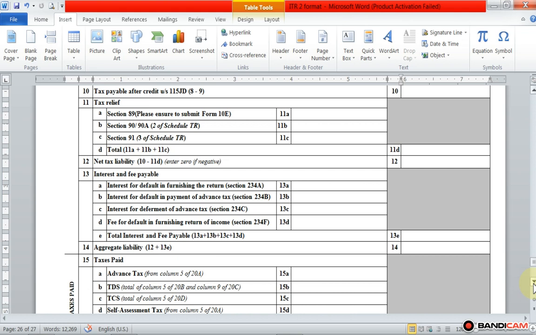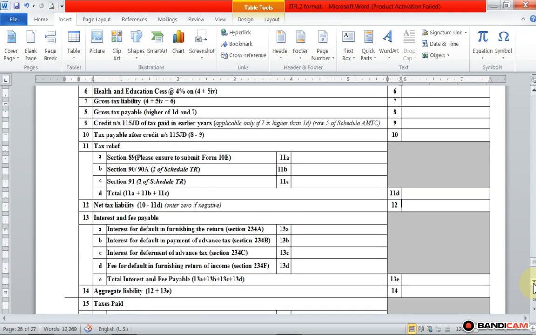Then section 90A, then section 91. Then we make the total, and this total is deducted from the gross total tax payable. That means 10 minus 11D, and we get the total tax liability of the assessee in column 12. Then interest and fees payable, if applicable, we fill in the information.